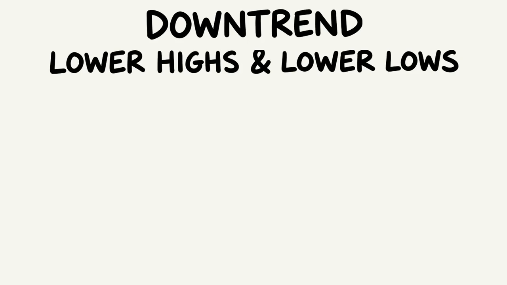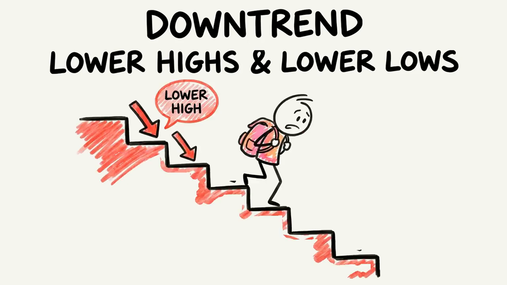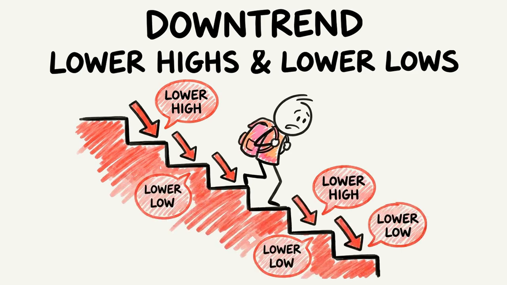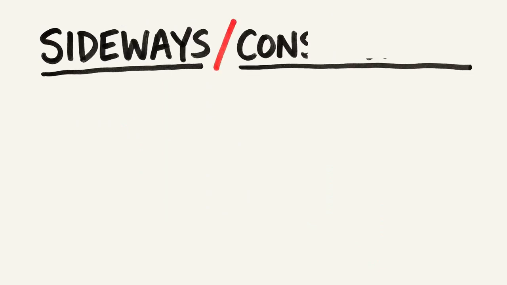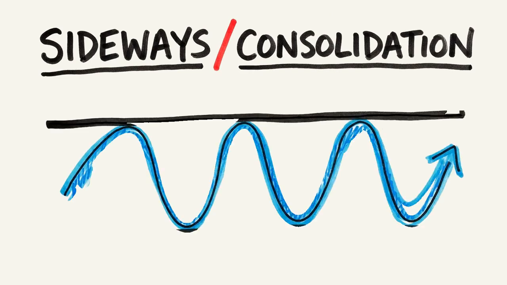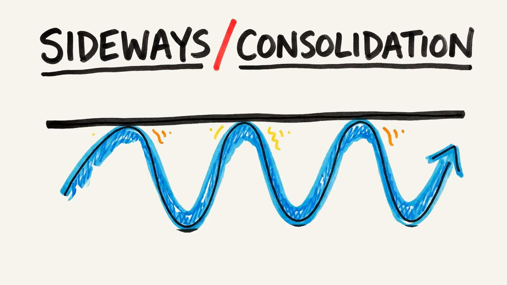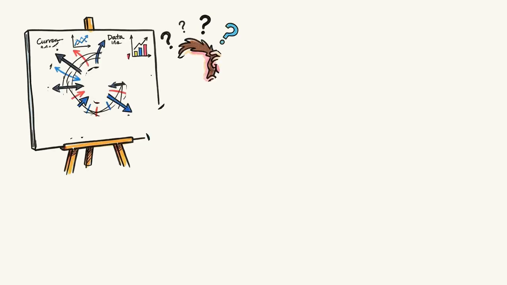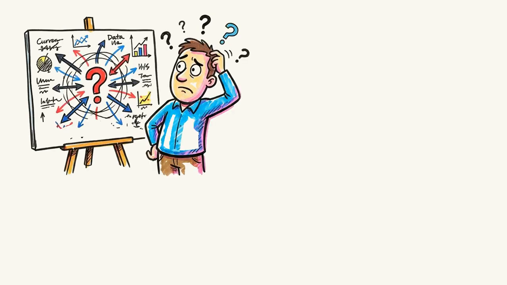A downtrend is the opposite. Price makes lower highs and lower lows, like walking downstairs. Each bounce becomes weaker, and each drop moves lower than before. Then there's a sideways market, also called consolidation. This happens when price moves inside a range with no clear direction. It bounces up and down, but doesn't really go anywhere. Beginners often mistake this for a strong move starting, but sometimes the market is simply resting.